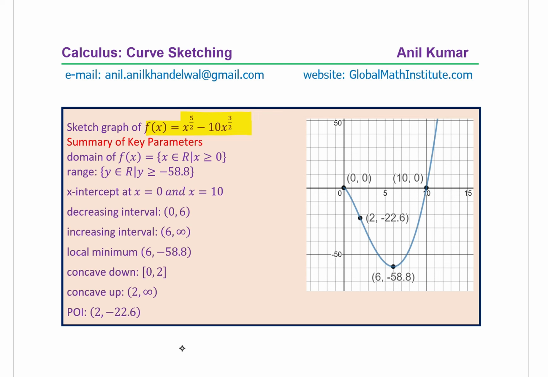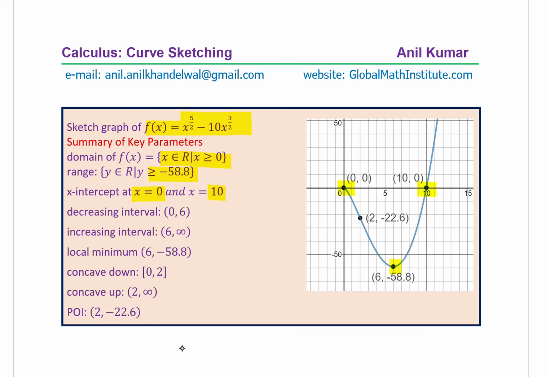Now in this case, we found that the domain is to the right side of origin, including the origin, and we also found the minimum point. Since we have a minimum point, which is being marked here, range is equal to and greater than this particular point. Then we have the x-intercepts at 0 and 10, so mark those x-intercepts at 0 and 10.